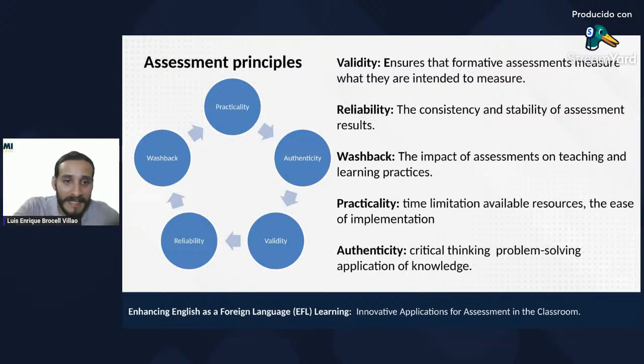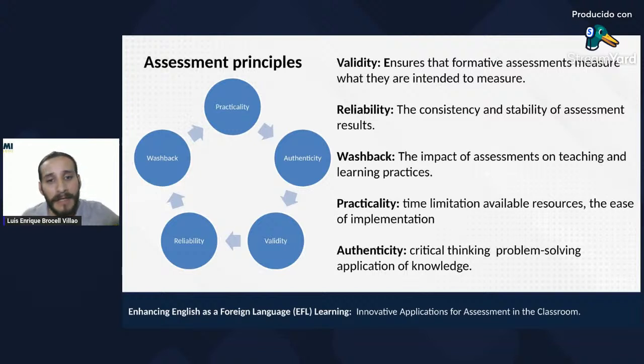Here are the assessment principles. An assessment should have these five principles to be reliable, specific, and trustworthy. The first one, validity, ensures that the assessment measures what it is intended to measure. A formative assessment is intended to measure the knowledge that students have acquired in the previous classes.